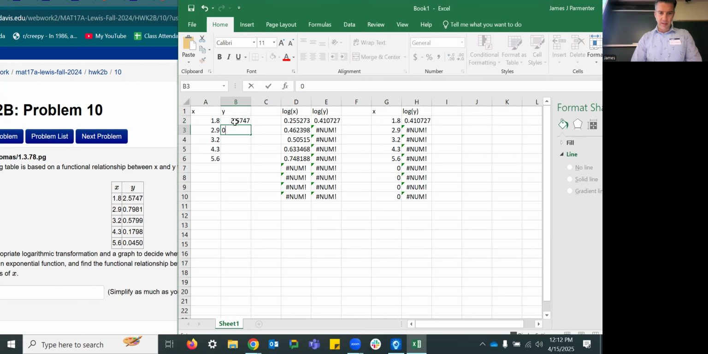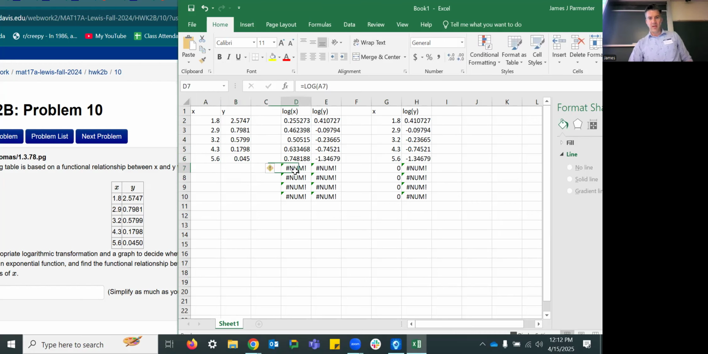I know it's super exciting watching me enter this data. 0.7981. If you see any mistakes, let me know. 0.5799, 0.1798. Thank you. See, that's what happens. You get going too fast there. Let's go back over here and cut that off. Cool. 0.5799. 0.798. And finally, got to kill that slash there. Yeah, it's exciting. And then lastly, but not least, 0.045.